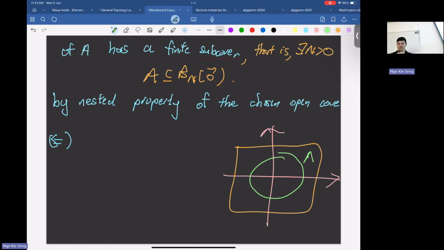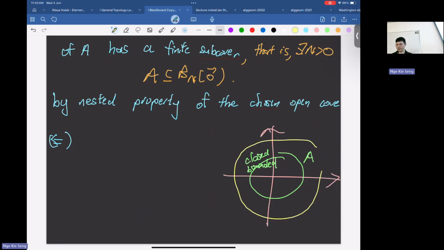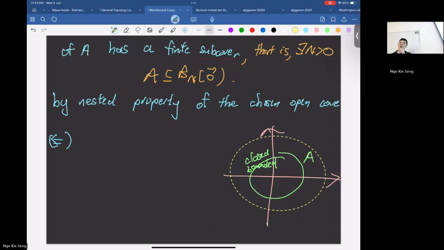Let's say this one is A. This A is closed and bounded. Closed and bounded means it's contained inside some ball. This ball you can place at any origin. So maybe let's say this is the ball. This is not only a ball, this is actually an open ball. Is an open ball compact or not? No. Do you know how to show it?